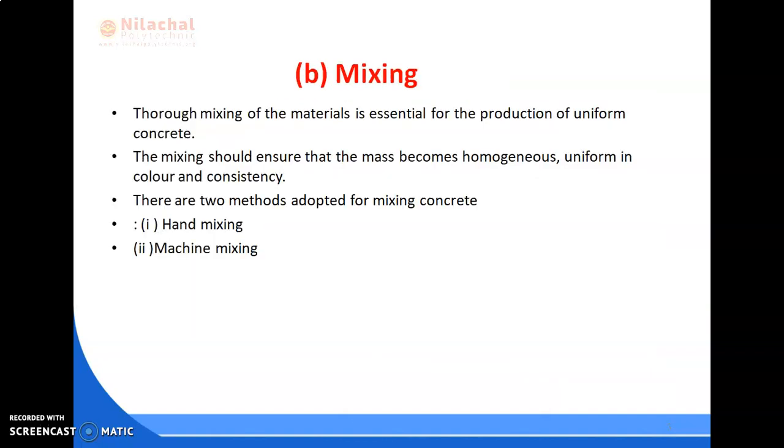The next step is mixing of concrete. Thorough mixing of the materials is essential for the production of uniform concrete. The mixing should ensure that the mass becomes homogeneous, uniform in color and consistency. Again we can do the mixing by two methods, hand mixing and machine mixing.